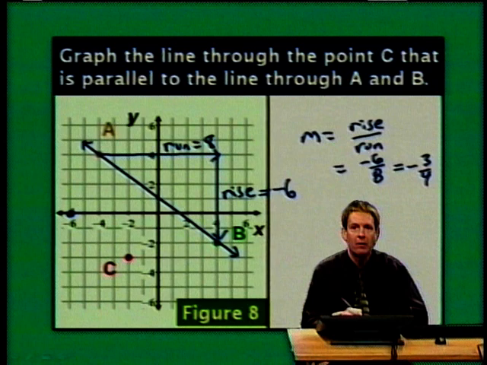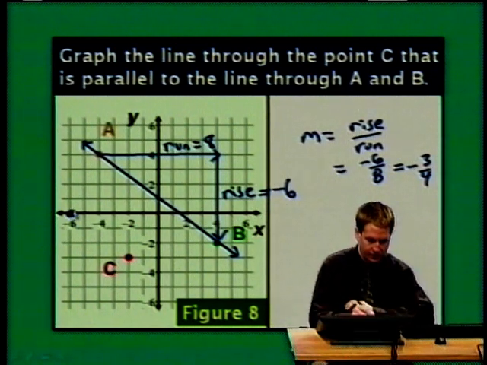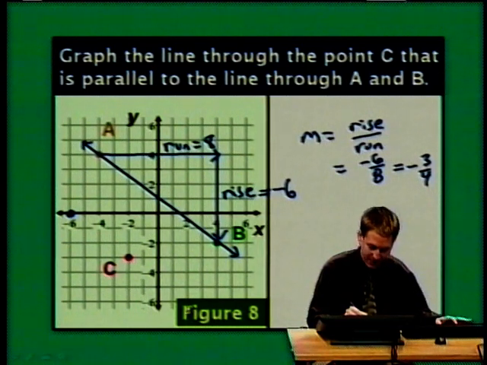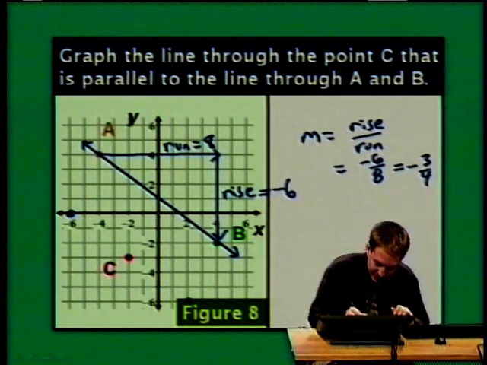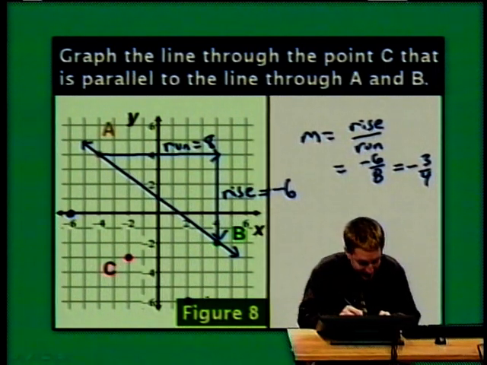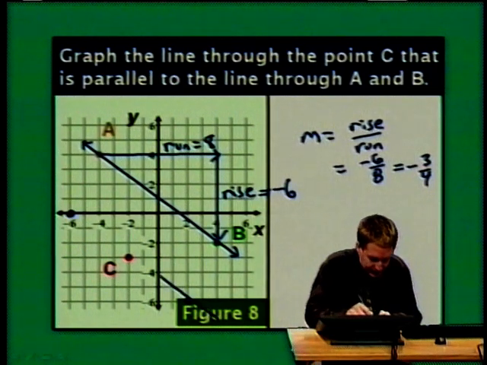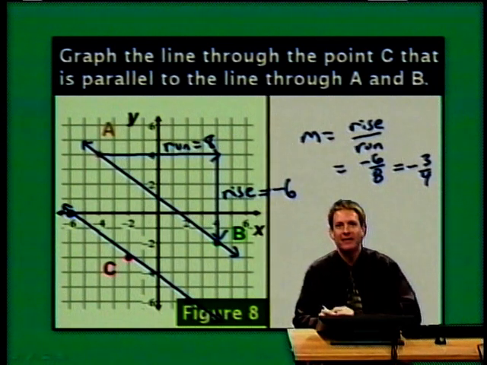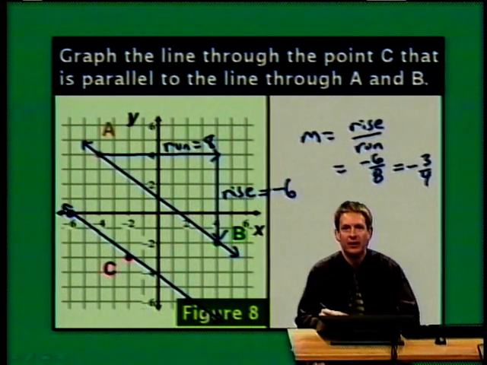What's another rise over run that would simplify to -3/4? How about -3 over +4? So starting at C, let's go down 3, 1, 2, 3, and right 4, 1, 2, 3, 4. Well, that lands me in the dark green part of my figure, but I still think I can figure out that the point's right about there. Let's get out the ruler. Let's connect the dots, so to speak. And by George, we've got ourselves a parallel line through C.